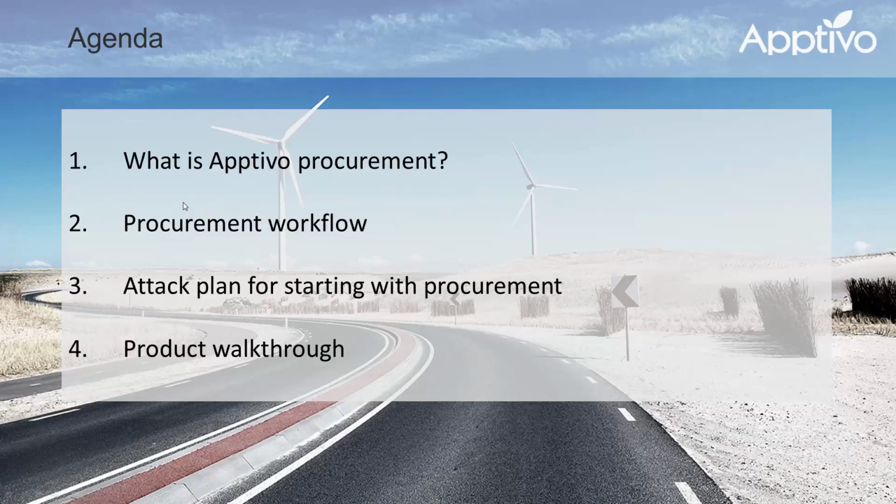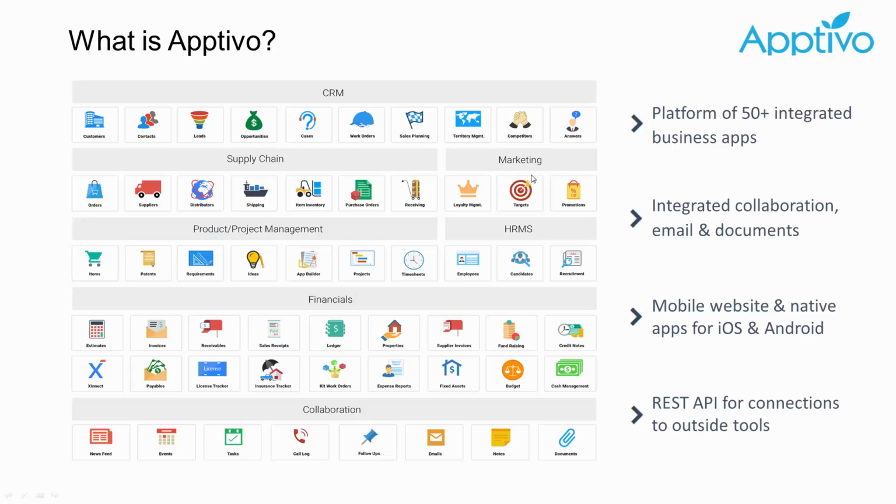And specifically, we're going to dive into helping you get set up and started. So we'll talk about the key steps that you need to do to get going with the platform. And we'll hop into the application and actually walk through those steps together so you're able to get up and running. Okay, so let's start off. What is Apptivo and what is the procurement solution?